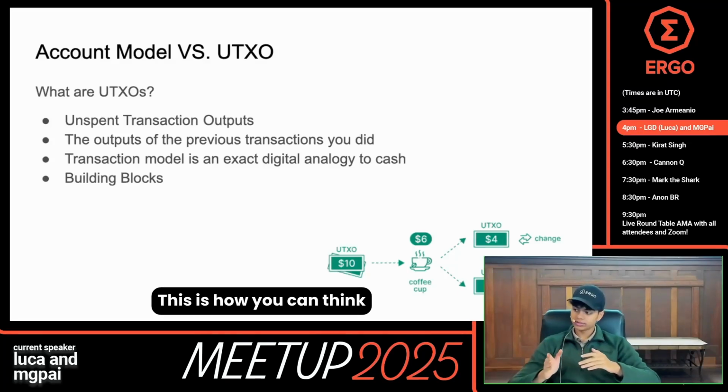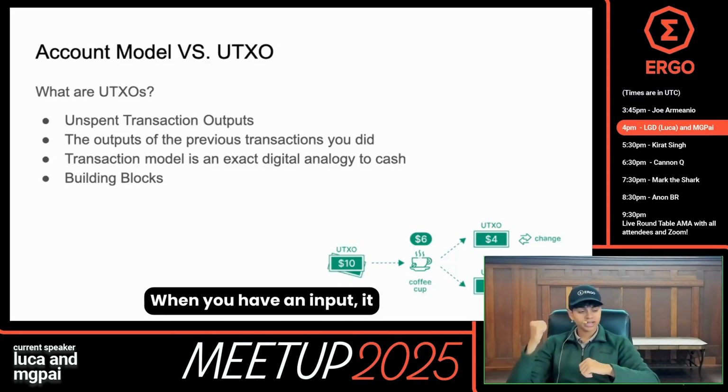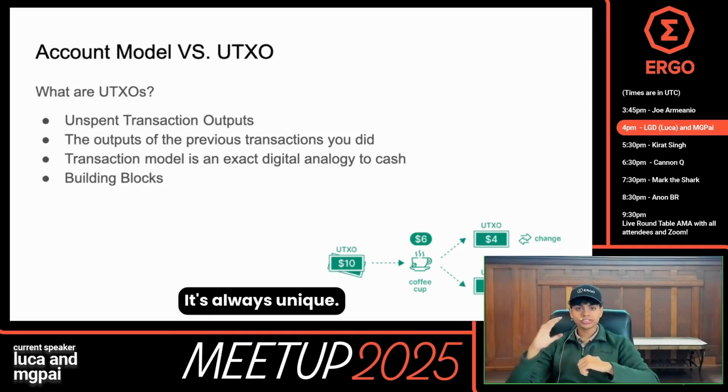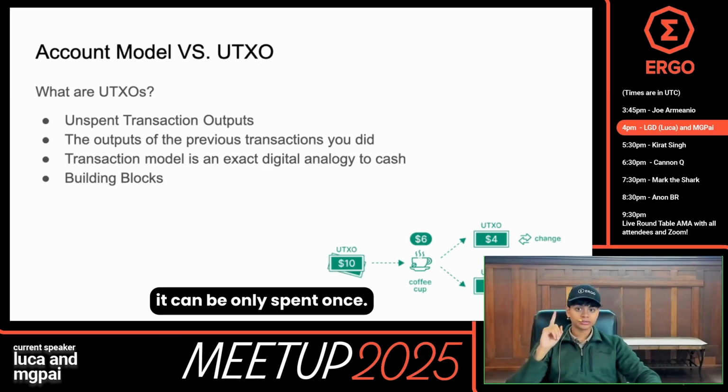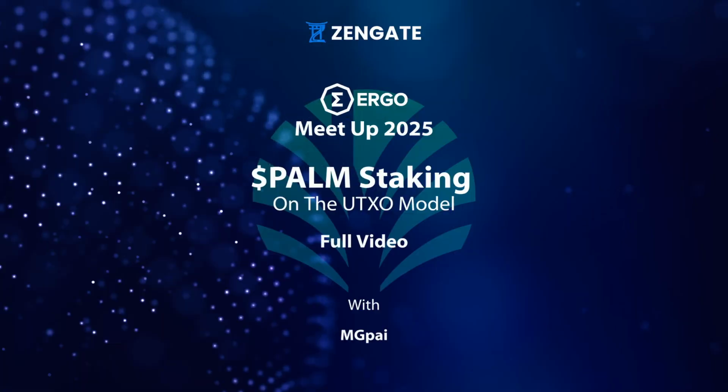This is how you can think of the UTXO model. When you have an input, it always must be spent. It's always unique. You cannot spend an input more than once. Unlike cash, I guess, like the cashier could spend it in other places, but in the UTXO model, it can be only spent once.